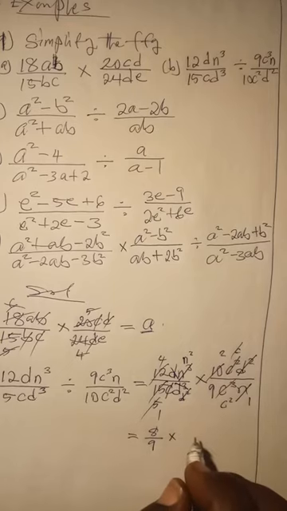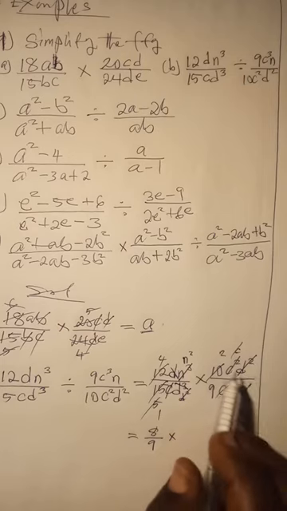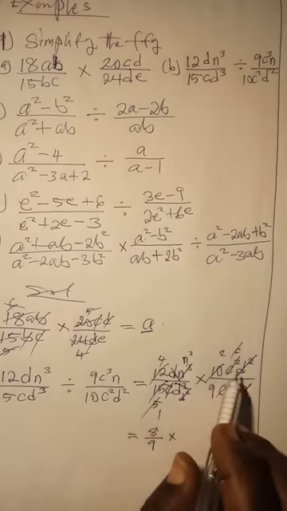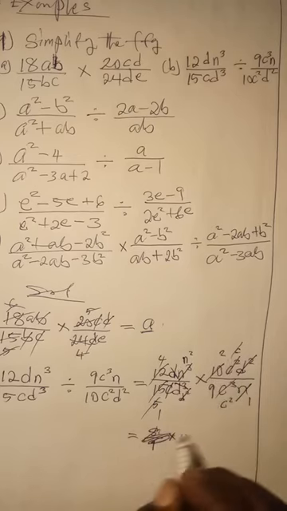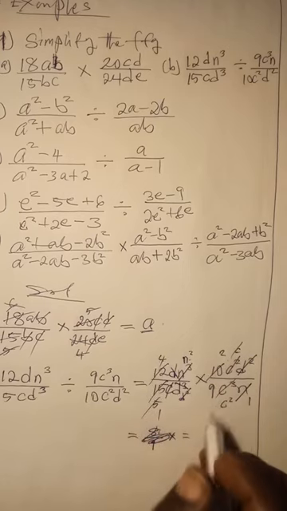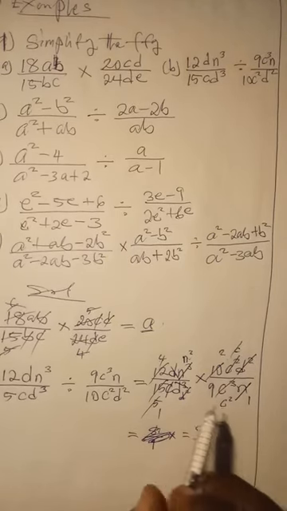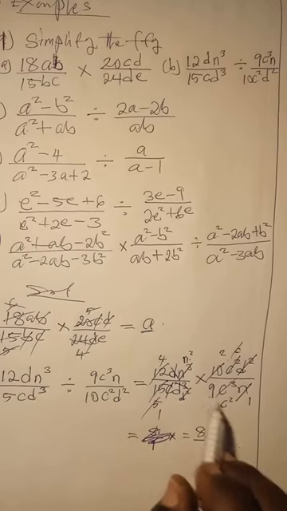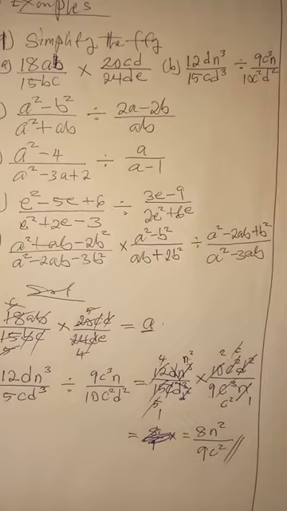So all we have here is going to be n times 2, that's 2n squared. Sorry, I've taken this 2 already. Let me do it like this so that it will be easier for us: 4 times n squared times 2, which is going to be 8n squared over, nothing is left here, 9c squared. That's my final answer.